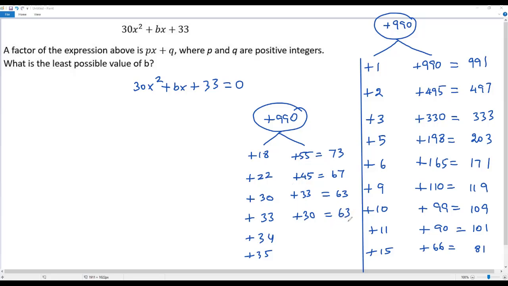So once we reach this position, if I try any other number after this, the value of the sum of the two factors will start increasing. So the least possible value of b for the given quadratic expression is 63.